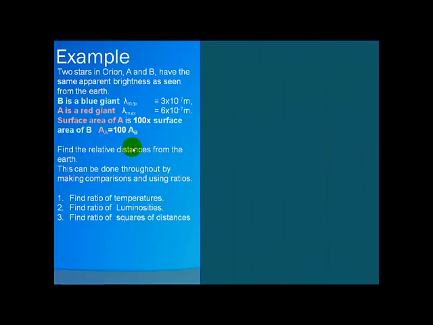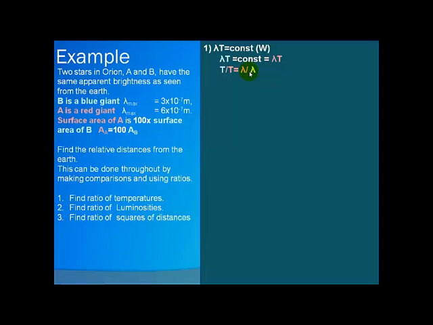Let's go through this using the ratio of temperatures. We know that lambda T is a constant for both of the stars. So this is lambda T for the blue star, lambda T for the red star. Let's rearrange.